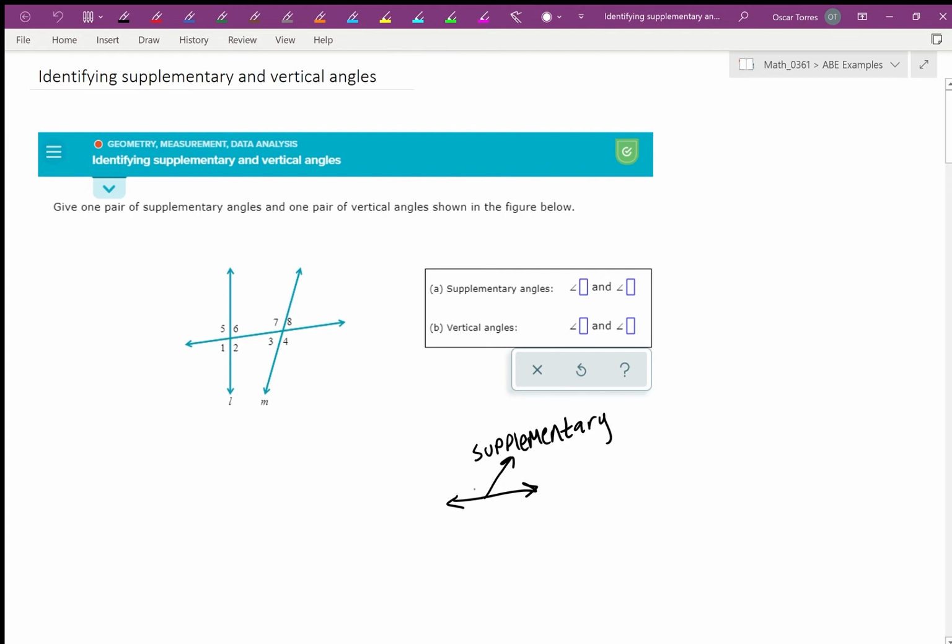Now, this could consist of multiple angles like this, where it's created out of three angles. But the important part is that the angles form a straight line.